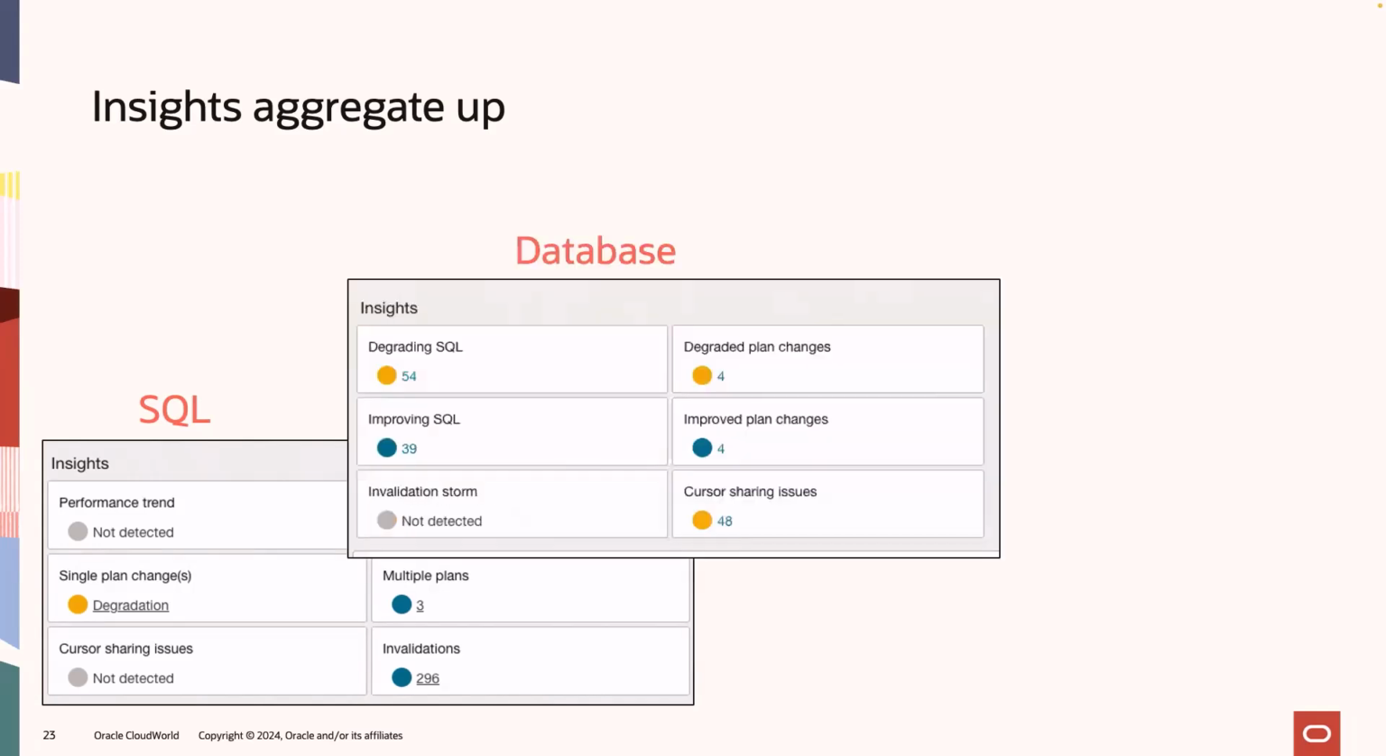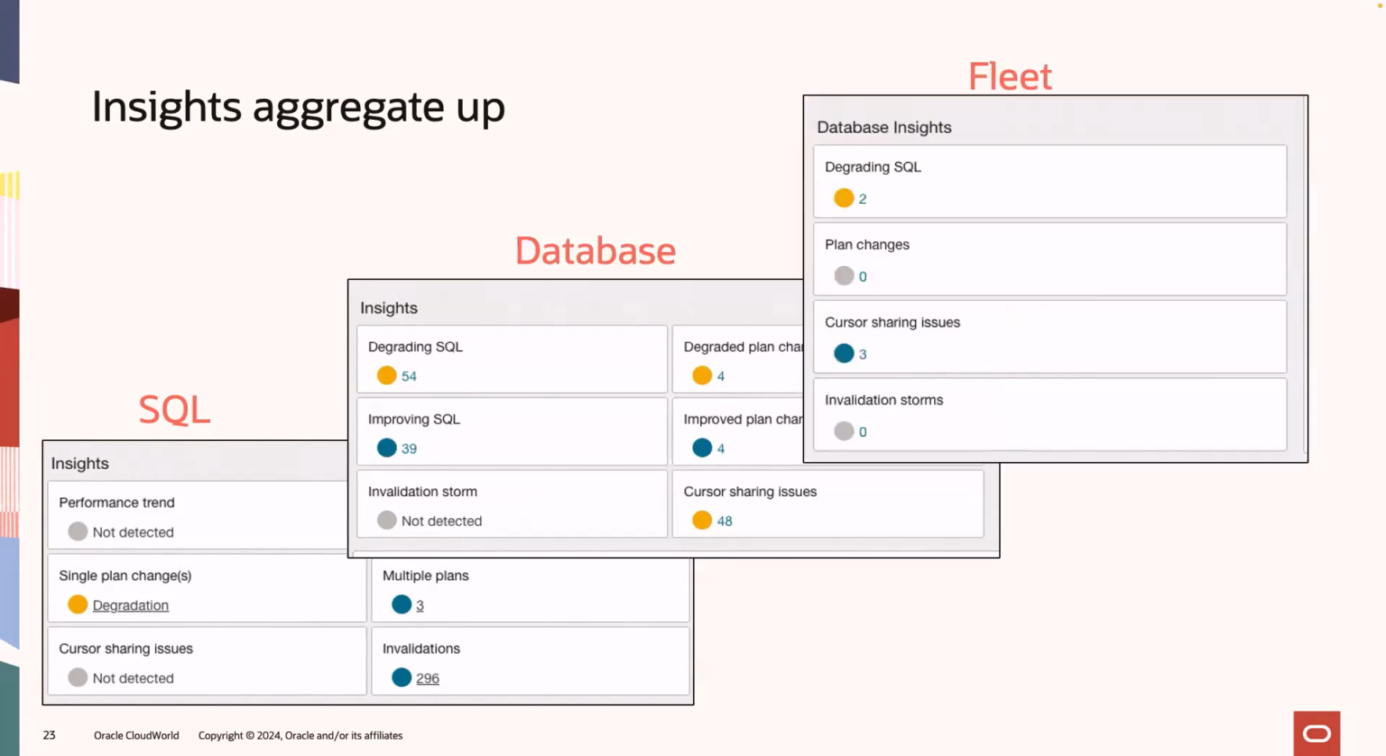But then these roll up, like I said earlier. So at the database level, how many degrading SQL in the database? 54. How many improving SQL? 39. How many degraded plan changes? 4. How many improved plan changes? 4. How many cursor sharing issues? And then a similar thing at the fleet level.